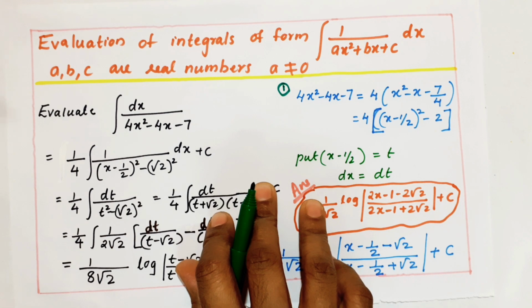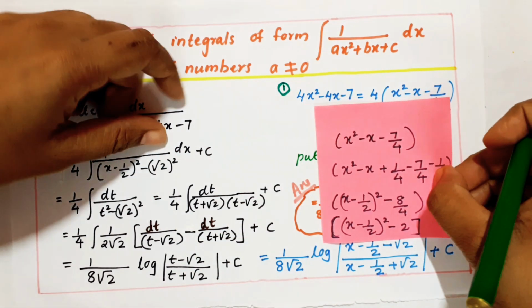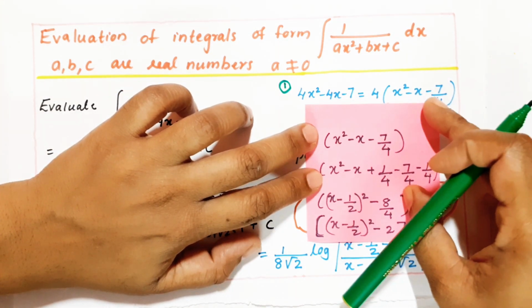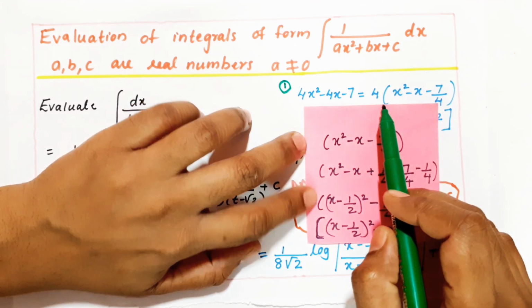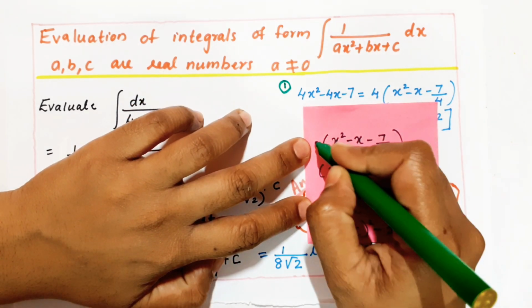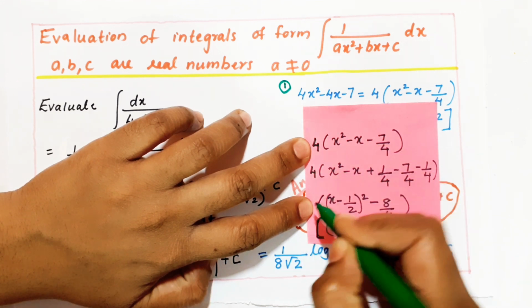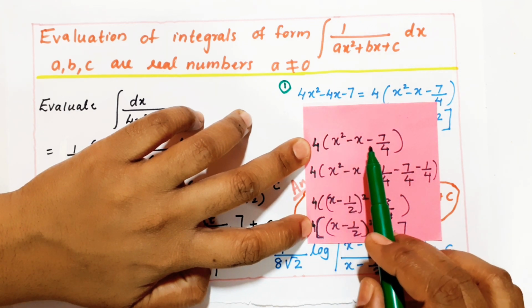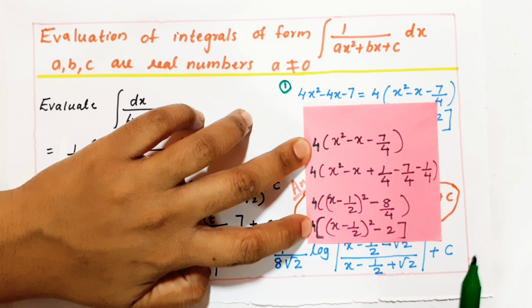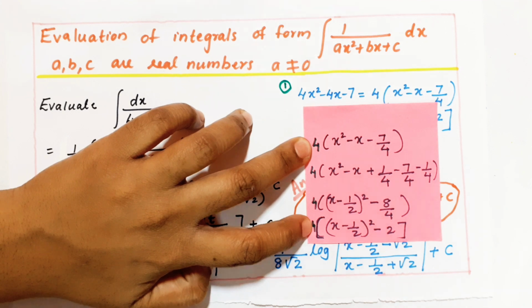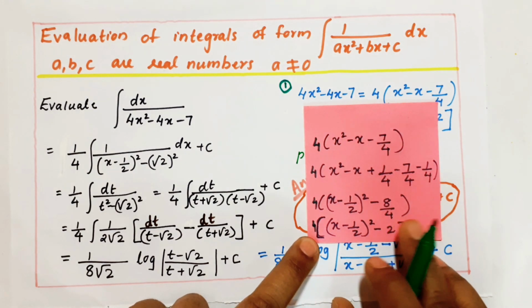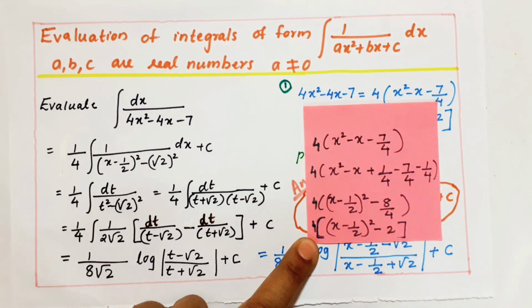Okay. So I got a term here. If I take the 4 as common, I will get here a term x square minus x minus 7 by 4, right? Now, for this type of equation, what you should do is make it in the form of a plus b the whole square or a minus b the whole square.